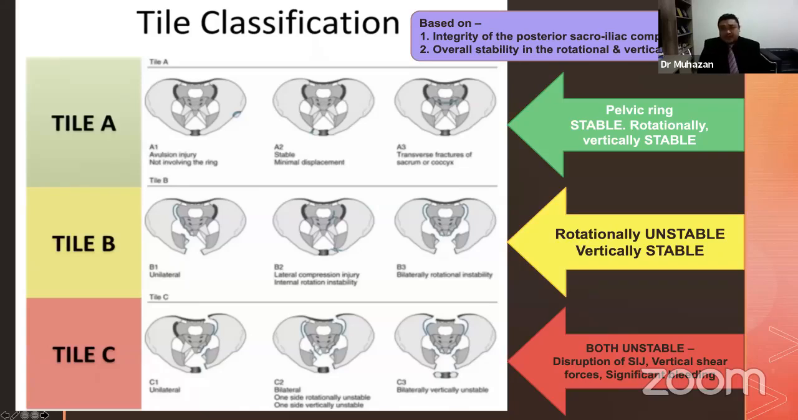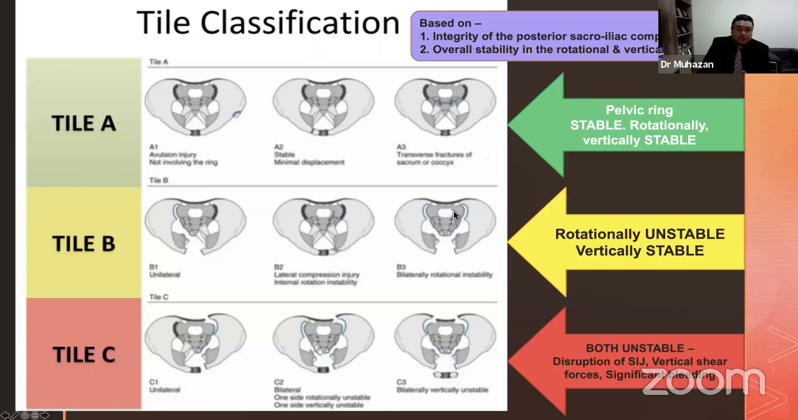There are two main classifications that we use. The first one is Tile's classification. And if you look at Tile's classification, it is based on the integrity of the posterior sacroiliac complex, and also depends on the rotational and the vertical plane, right? So in Tile A, as you can see, the pelvic ring is preserved, it's stable, and it's vertically stable also. So all those fractures that do not affect the ring or the vertical plane are classified as Tile A.